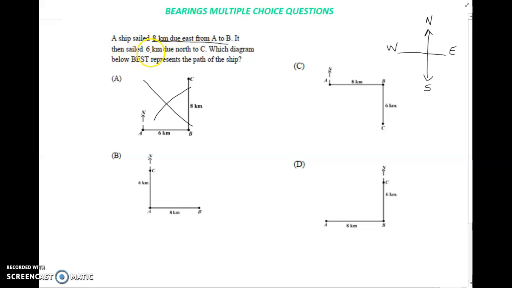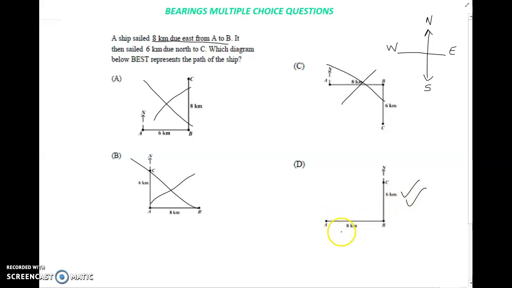It then sails 6 kilometers due north to C. So when it reaches B, it has to go north 6 kilometers. So it will come up north from that B. So you already see in option B here, it went 6 kilometers north from A, but we wanted it to go from B, so that's out. In C, it actually went south, so that's out. So my answer is actually D.